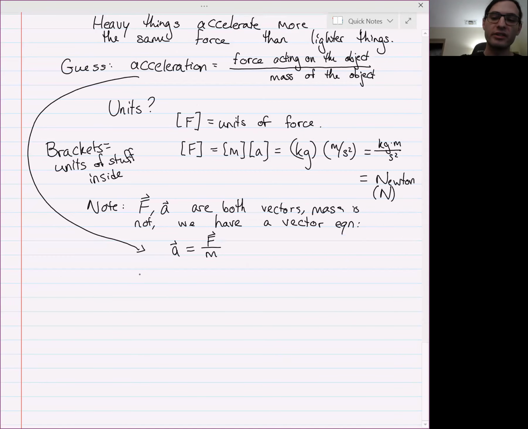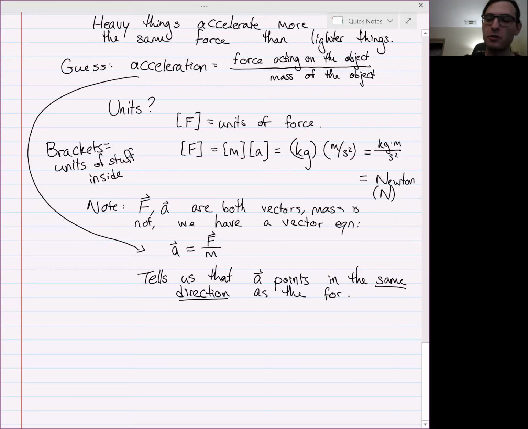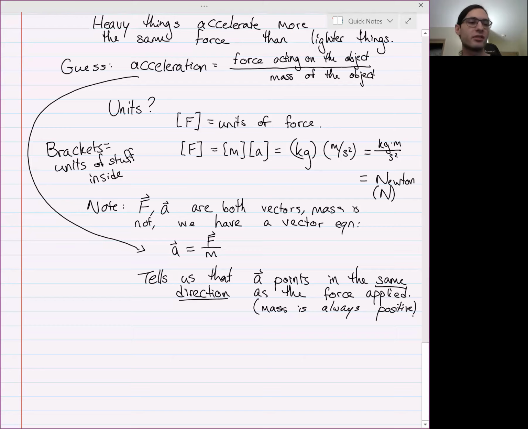So what this equation tells us is that the acceleration vector points in the same direction as the force applied. Which of course it should. If you push on an object that's at rest, it should accelerate in the direction that you're pushing it in. One thing to just be super clear on here, mass is always positive. So you can never flip the direction of the force vector by dividing by a negative mass.